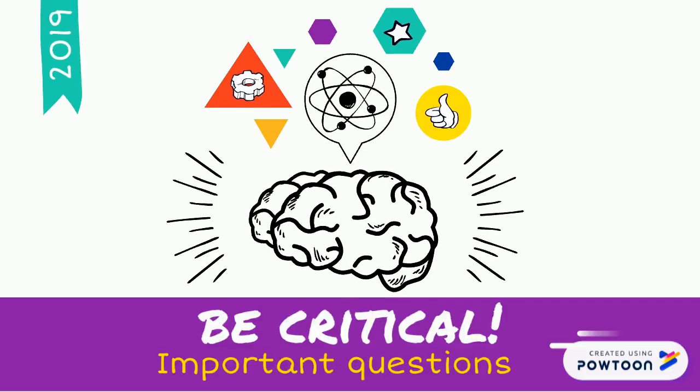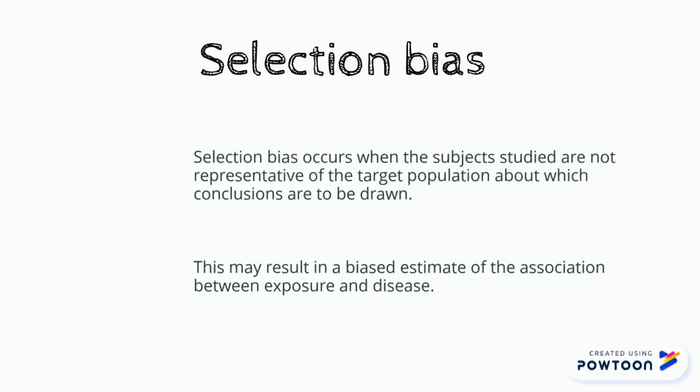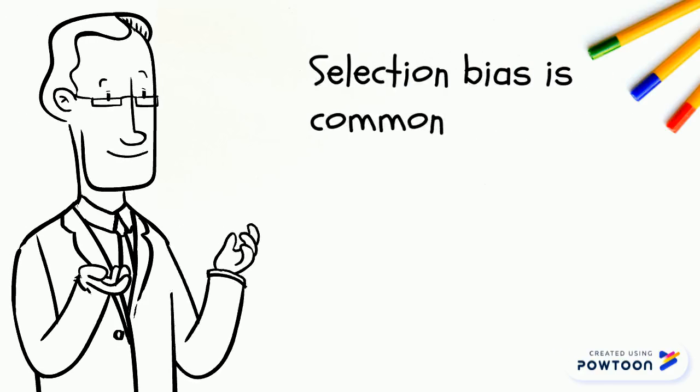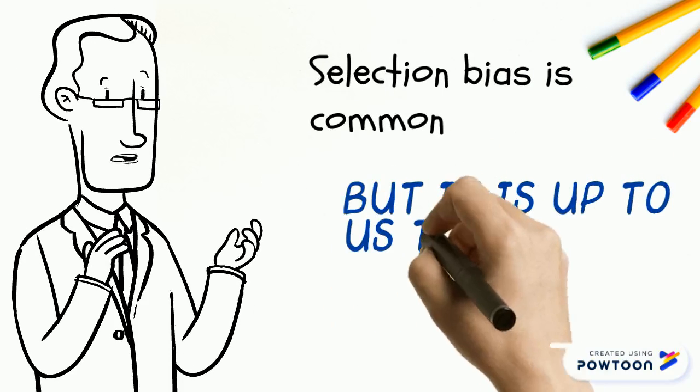Yes, we have to be critical. Ask the important questions. Is this sample representative of the population that I'm studying? Selection bias occurs when subjects studied are not representative of the target population. This may result in a biased estimate of the association between exposure and disease. Selection bias is common, but it is up to us to make it less common.